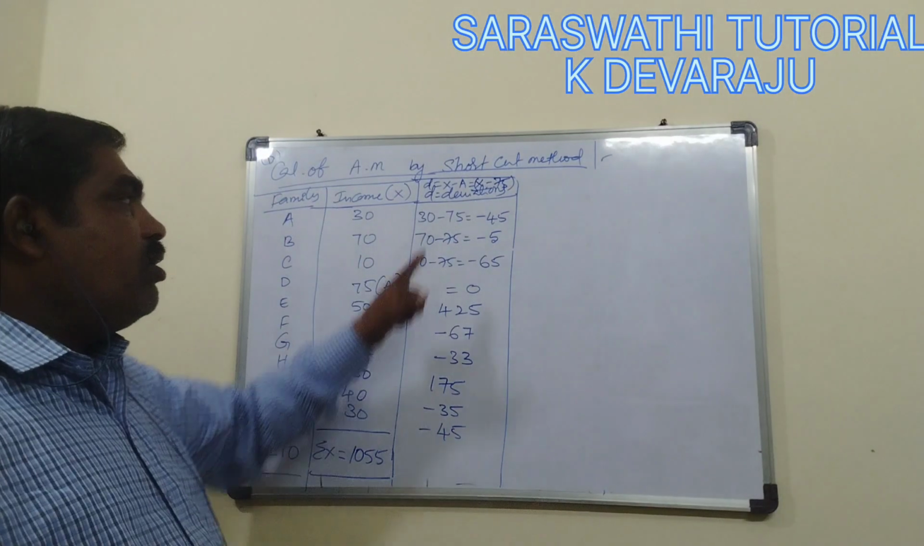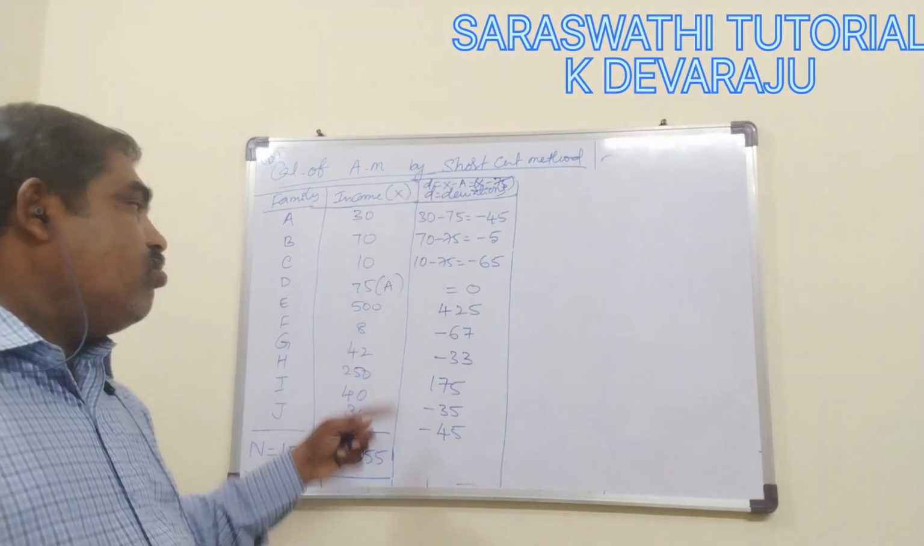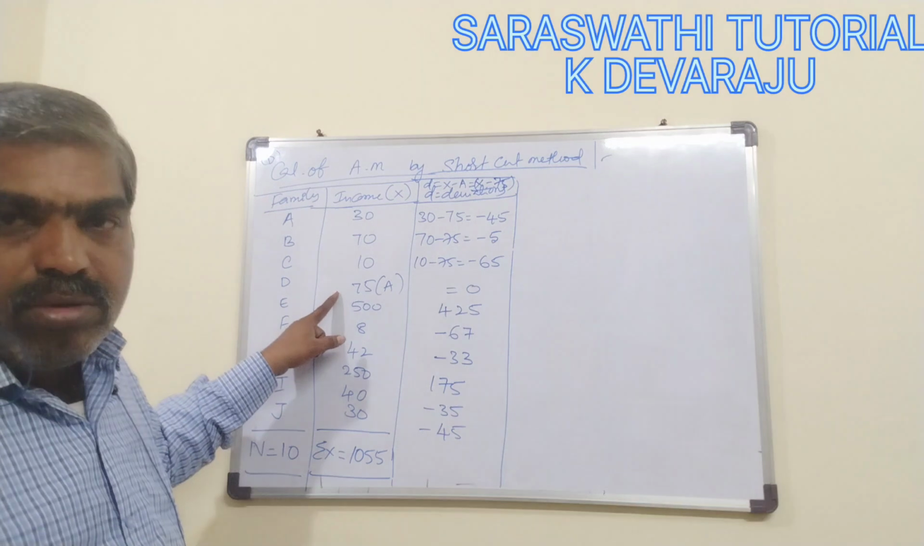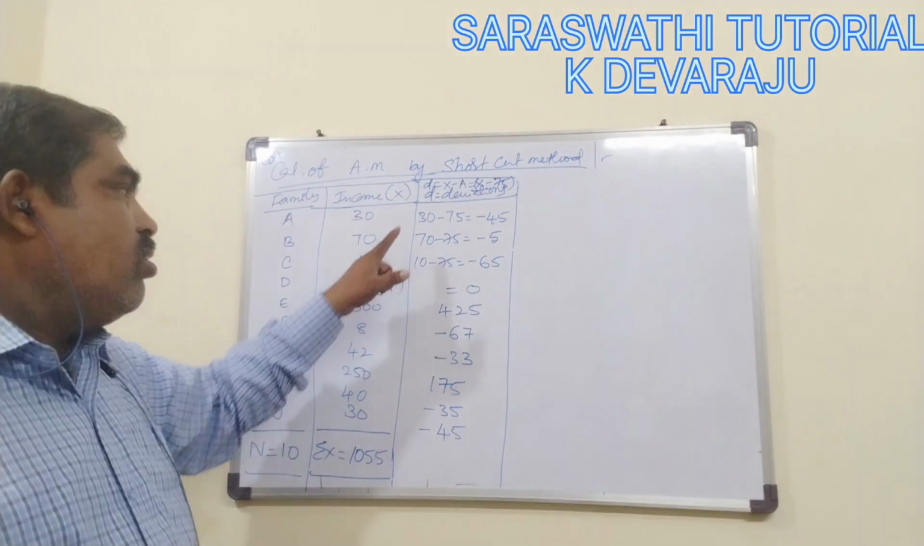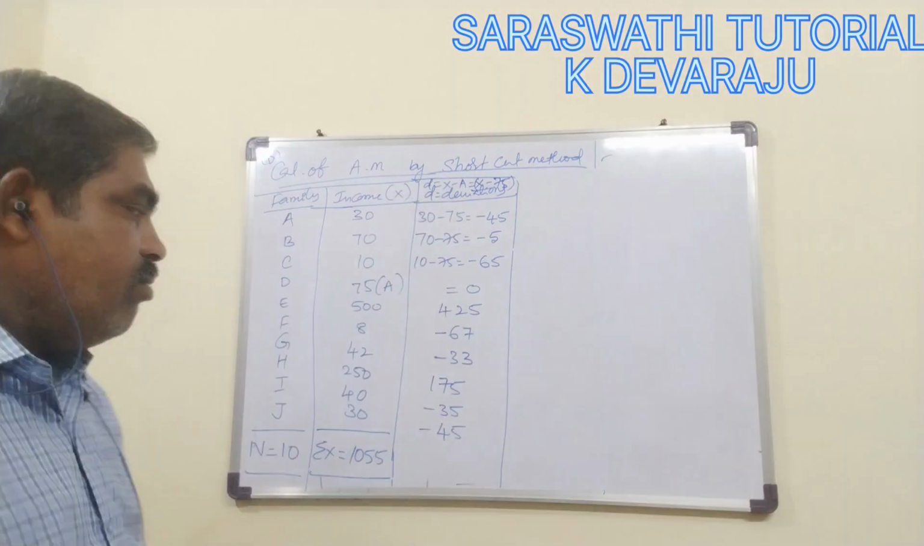Okay, this is the method. D we have to calculate as X minus A, X minus assumed mean. Here we took 75, so 75 should be subtracted from each of the observations. So we got the deviations.